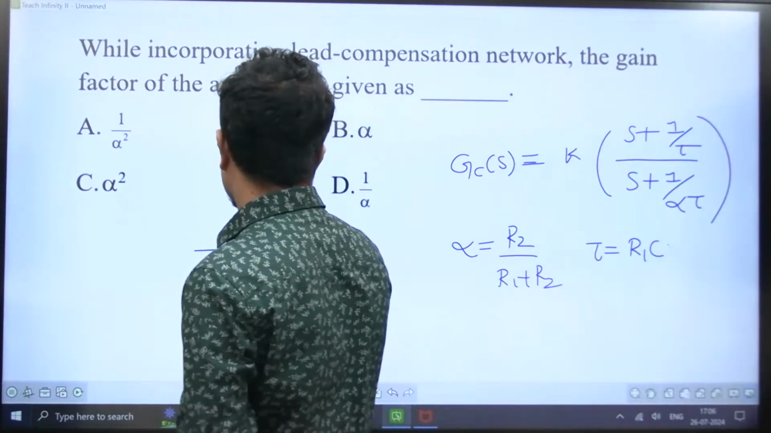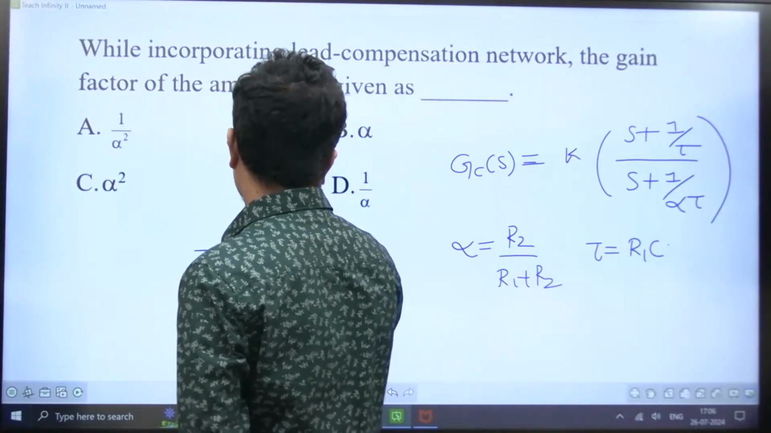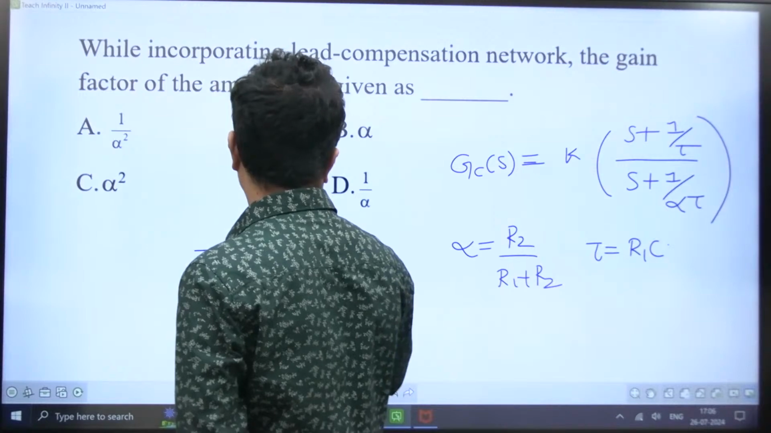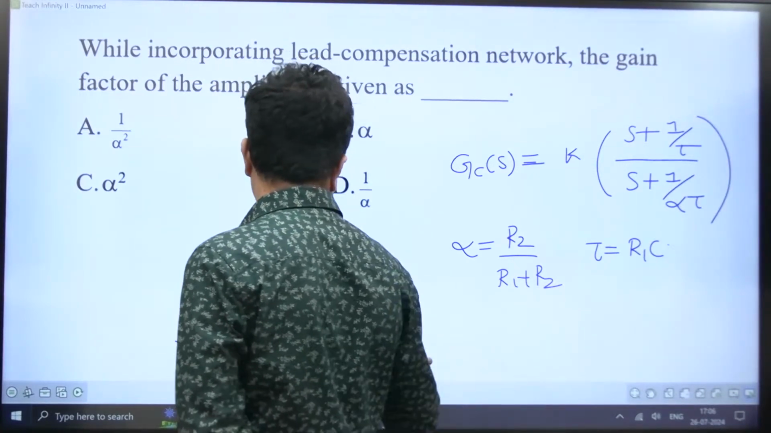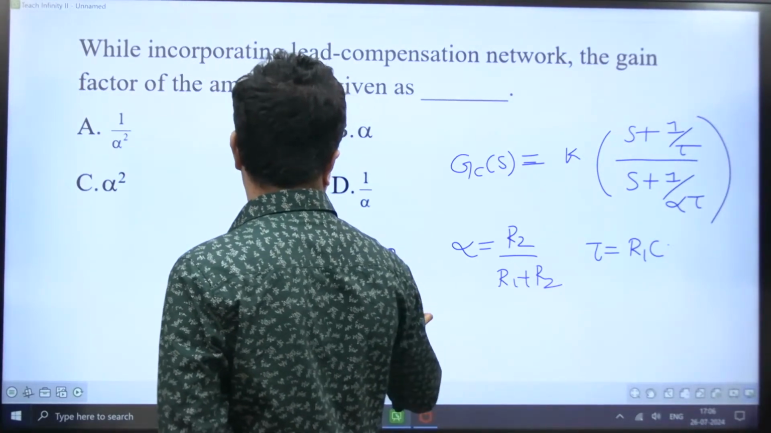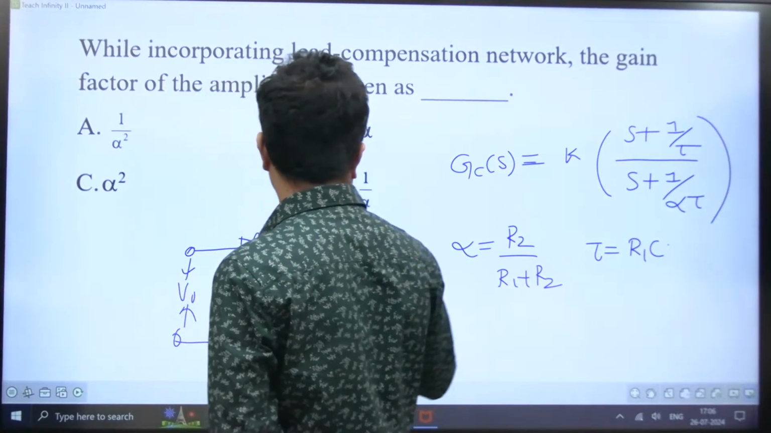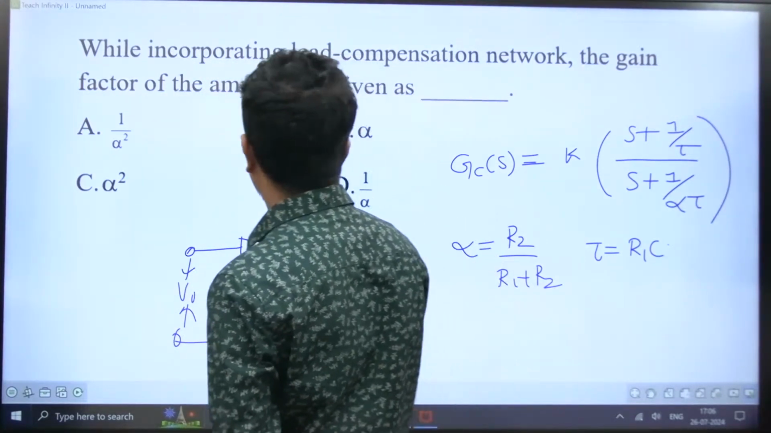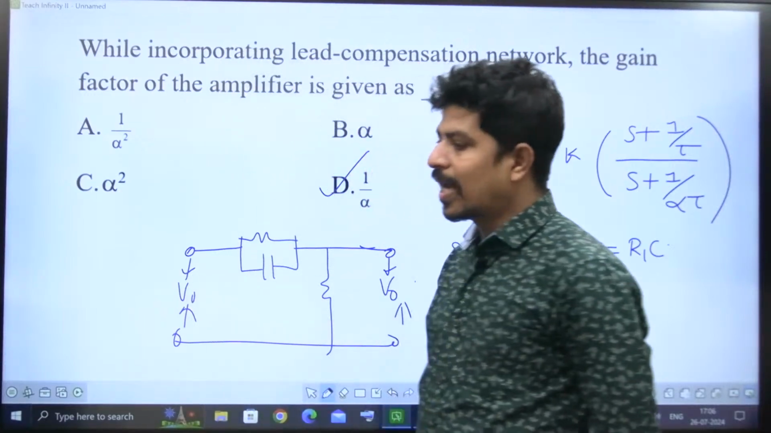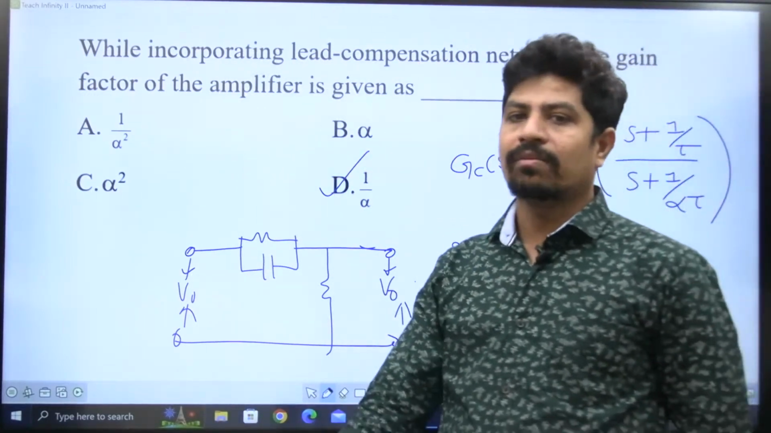Lead compensator, this is how it looks. This is the lead compensator. So this is V0 and this is Vi. If you observe carefully, the factor will obviously be 1 by alpha. It is going to be 1 by alpha.